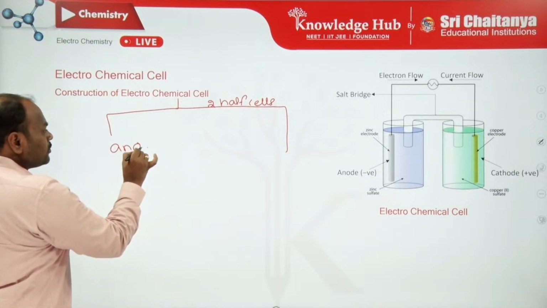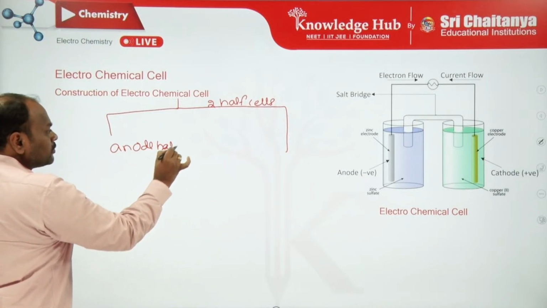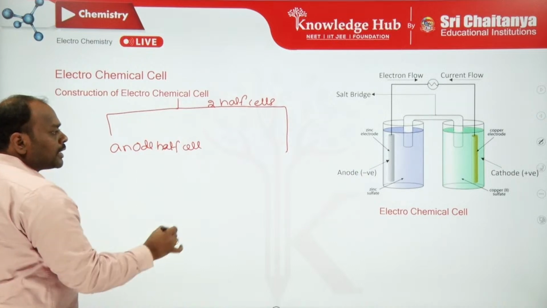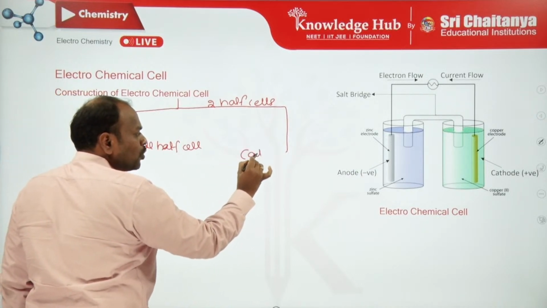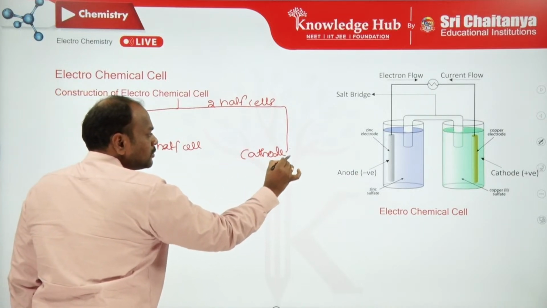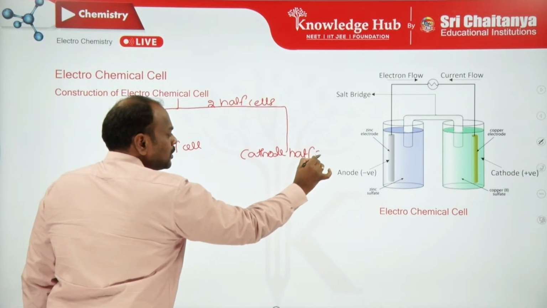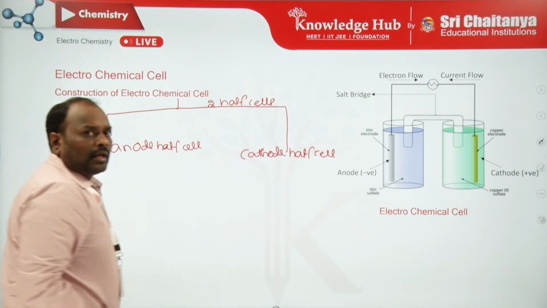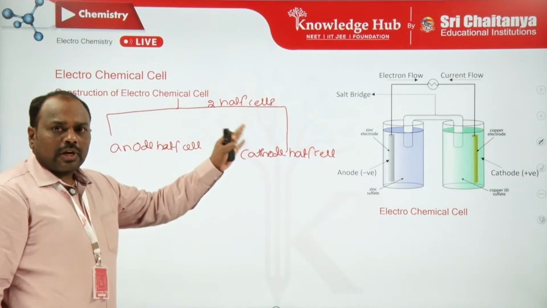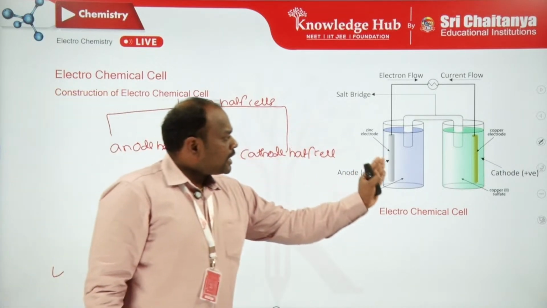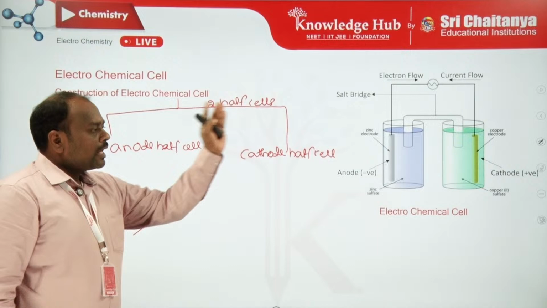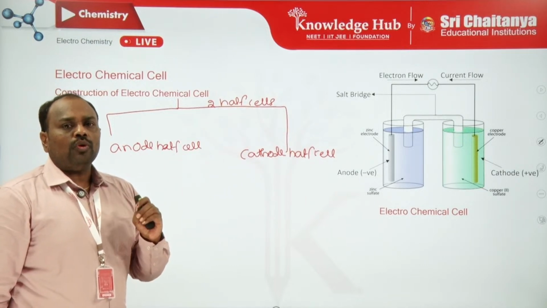Anode half cell. Right side cell is the cathode half cell. So here the electrochemical cell consists of two half cells. Left side cell is known as the anode half cell. Right side cell is known as the cathode half cell.